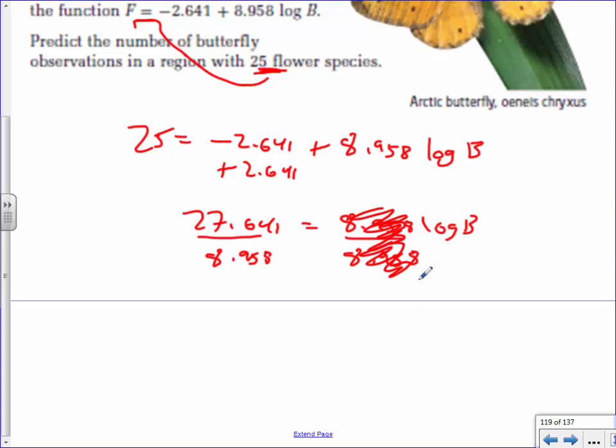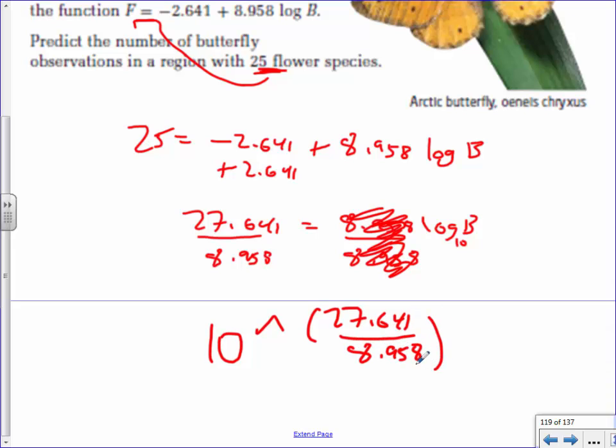Okay, again, what's the base? It's implied that it's a 10. So in your calculator, to rearrange this, you're going to go 10 to the power of 27.641 and divide by 8.958. That, whatever that happens to be, that's how many butterflies, I guess, there are. Like that? Okay.